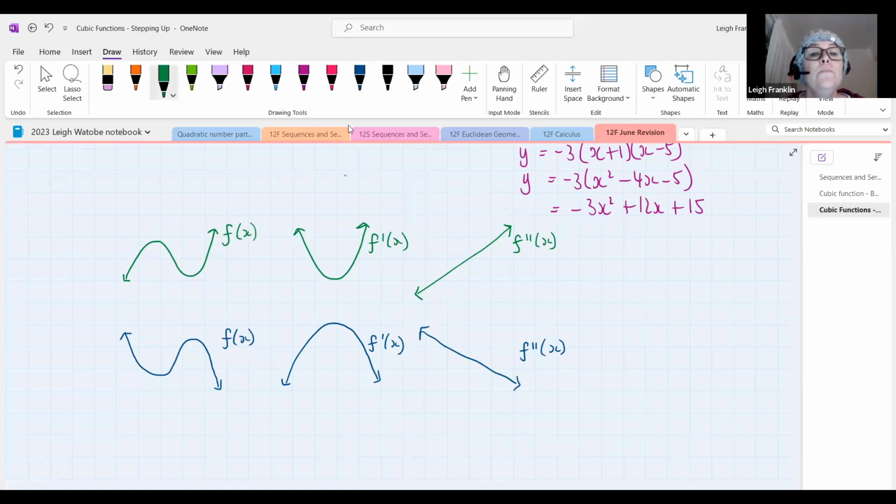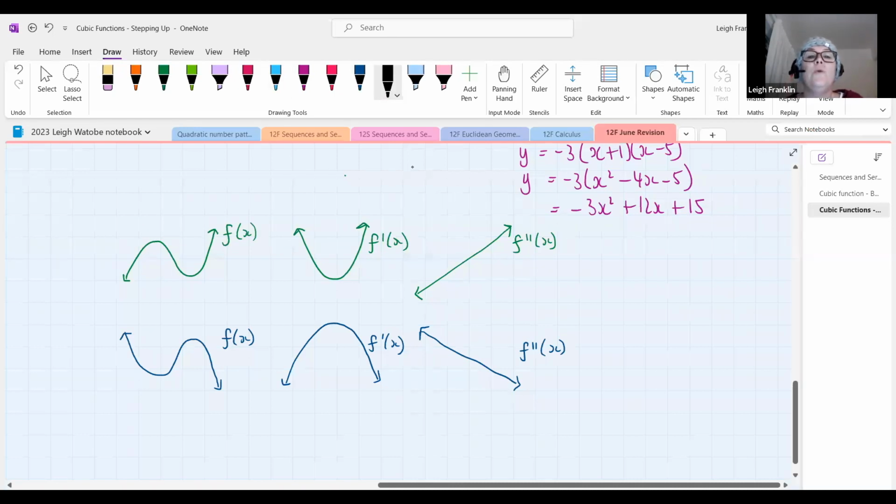Ma'am, can I ask, when will the straight line become a constant? What do you mean when the straight line becomes a constant? I think our teacher said when you do the third derivative, it will become a constant. Yes, it would be, absolutely. If you took another derivative, but you don't need to do that for the CAPS syllabus.